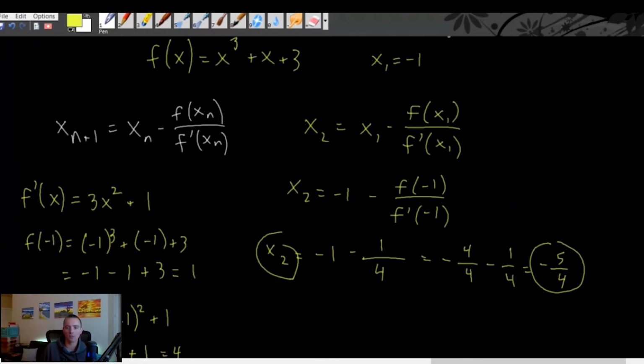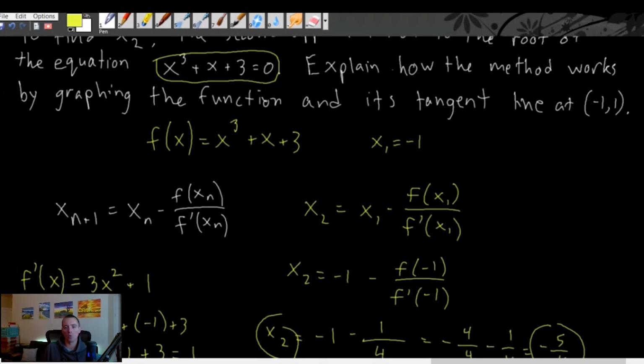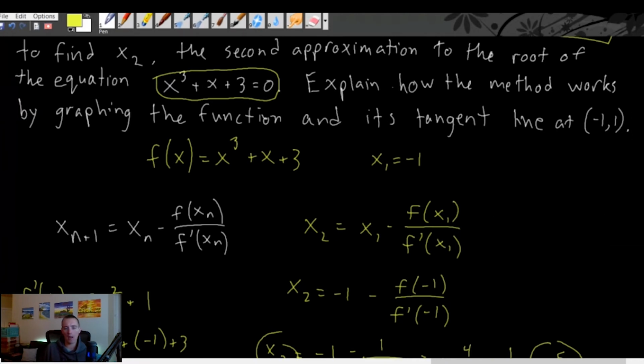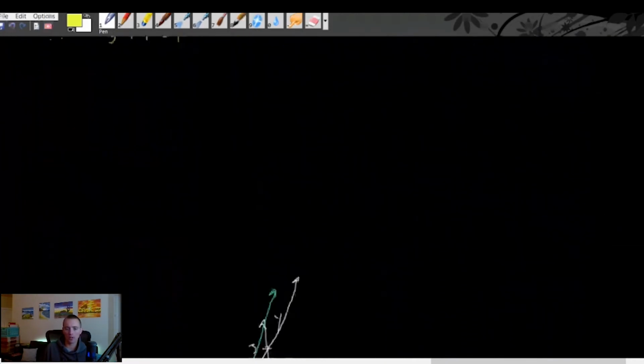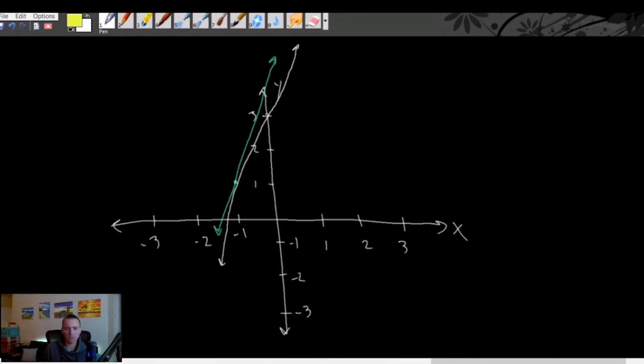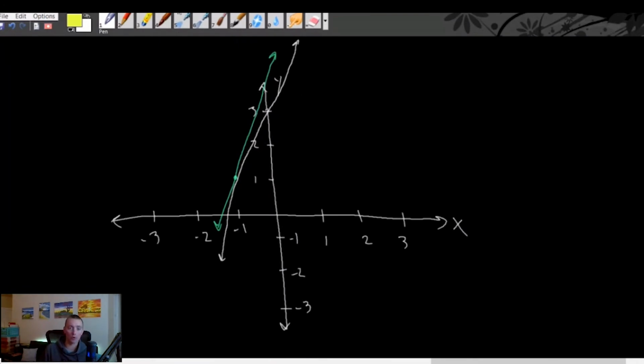So now what we need to do is consider why this works, or how this looks on a graph, essentially. So that's what I have kind of jotted down here. Now, this is just kind of a rough sketch. It's certainly not a perfect drawing of what this function looks like.